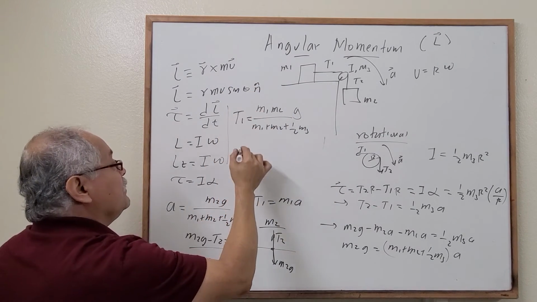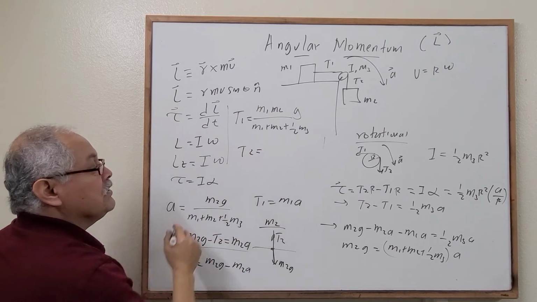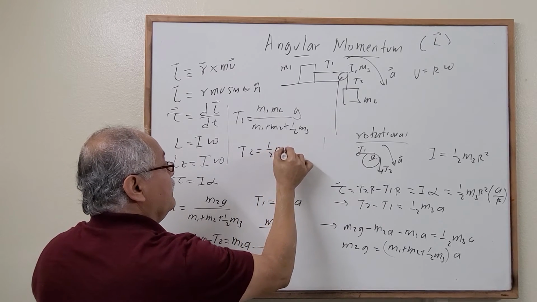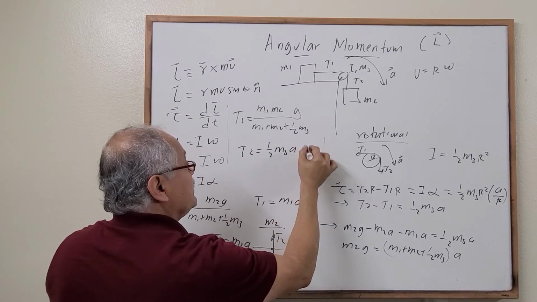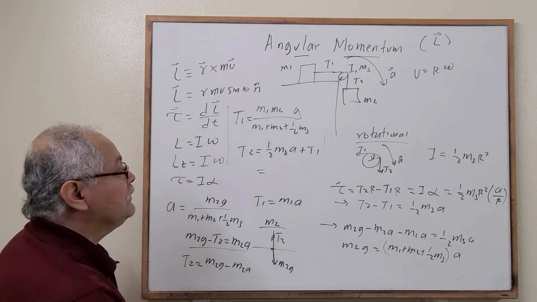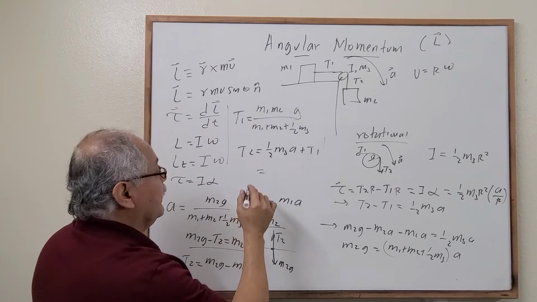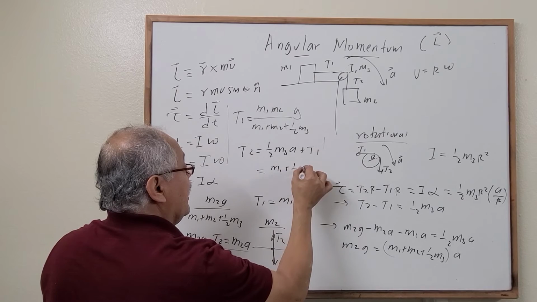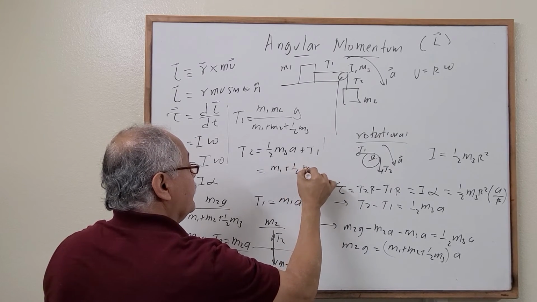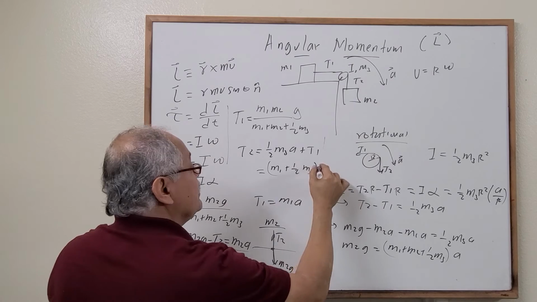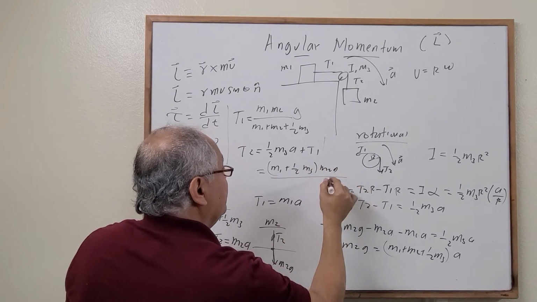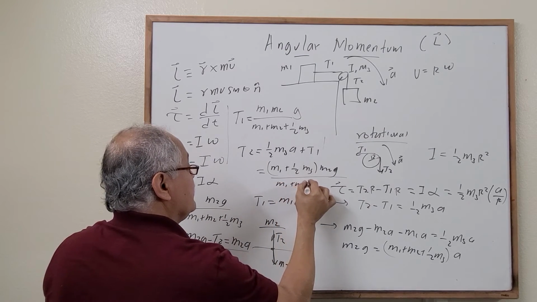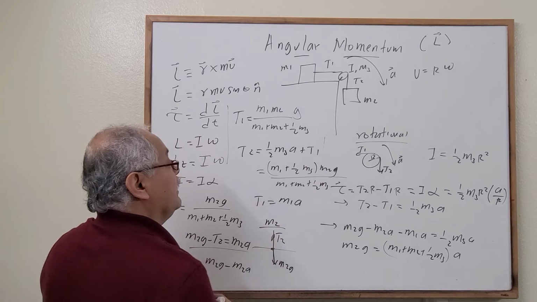Perfect. What about T2? T2 is equal to 1/2 m3 times acceleration plus T1. And what is this? Well, this is going to be m1 plus 1/2 m3, times m2 g divided by this quantity, m1 plus m2 plus 1/2 m3.